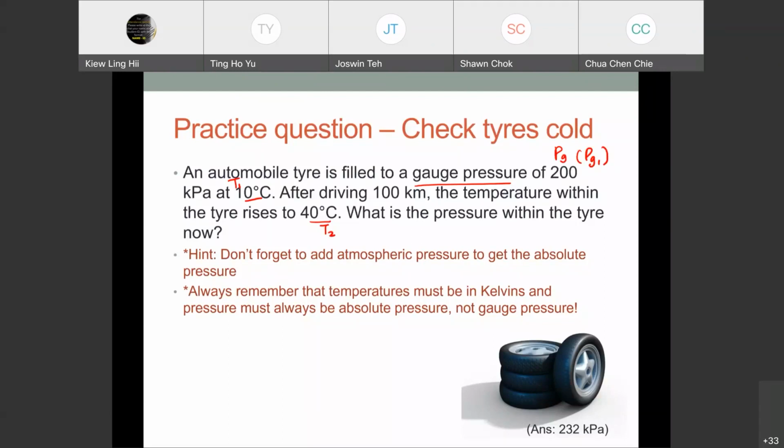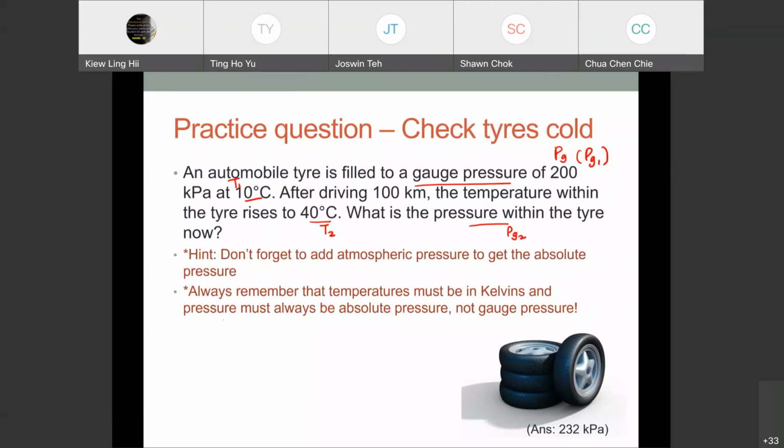Okay, if you go to the petrol station to pump your tire, the meter that you see on the pump is actually in gauge pressure. So for this one, you would like to look for the gauge pressure for point 2.